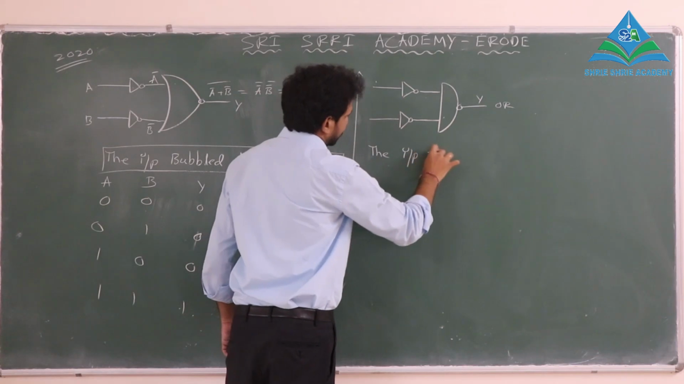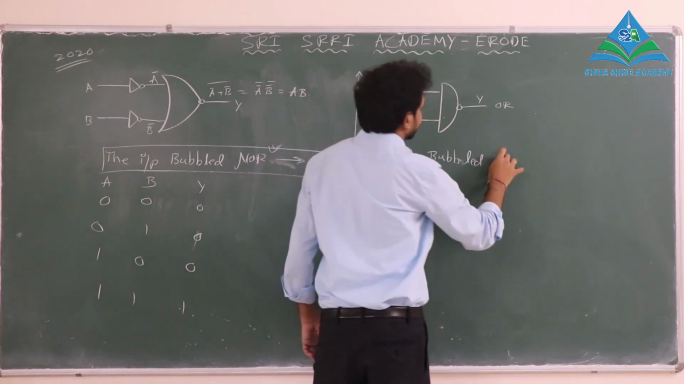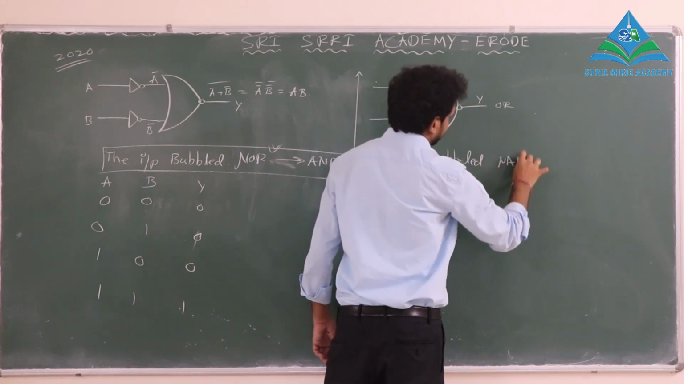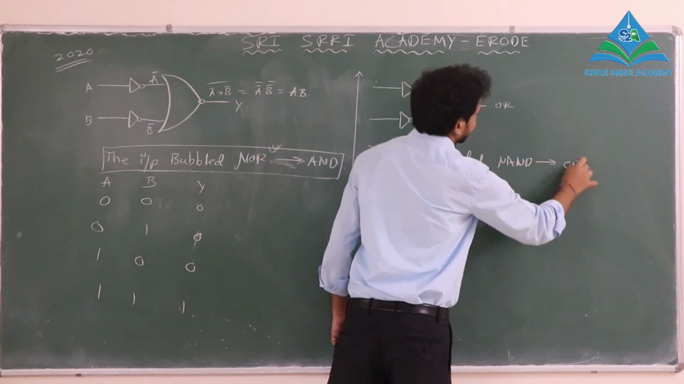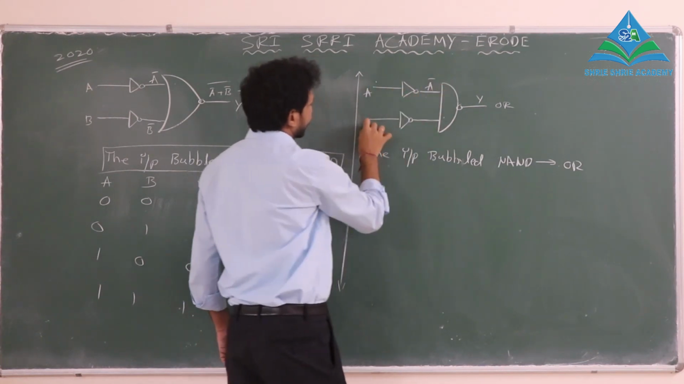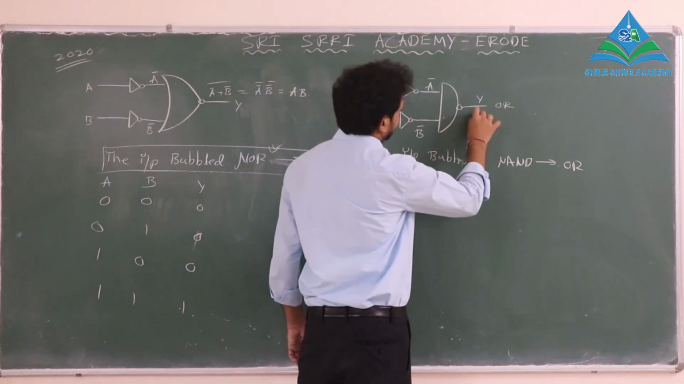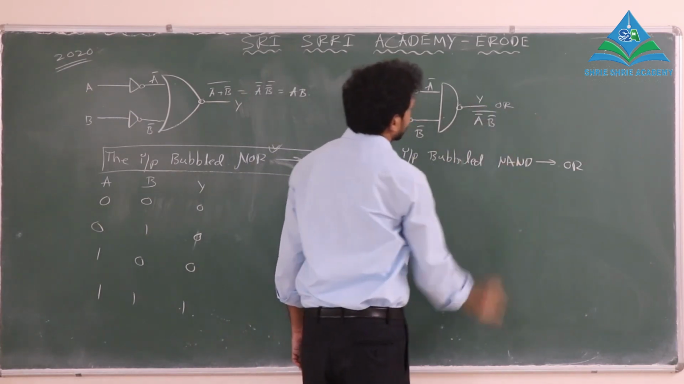The input bubbled NAND gate will give you OR gate. So, if you have doubt, you can check it. A complement, B complement. Then here it is A complement, B complement, whole complement.